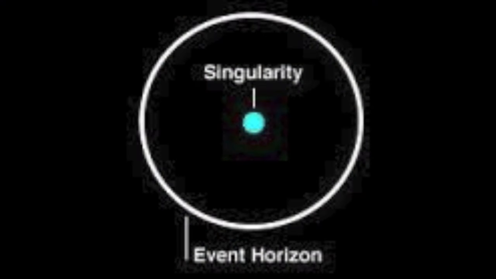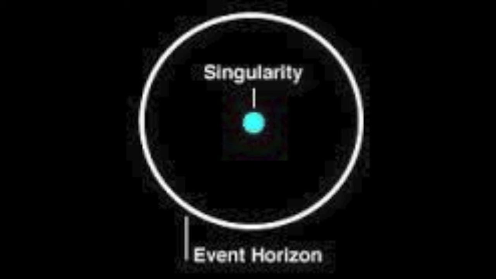So this is a very simple diagram of a black hole. The blue dot in the center is the singularity, and the white circle is the event horizon. The singularity is the densest part of the black hole. That is literally the center of the black hole, and it's extremely dense, meaning it has a lot of matter in an infinitesimally small amount of volume.